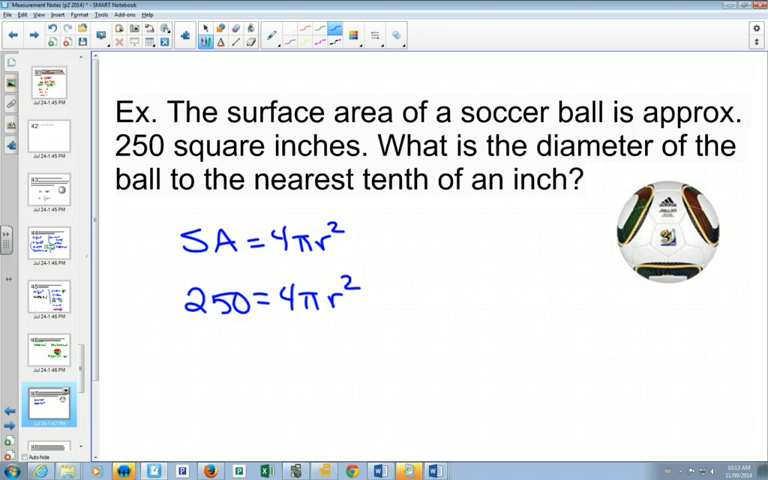Okay? That's one of the things you'll ask before you solve it. You have to ask yourself, would that be helpful? If I knew the radius, would that make my job easier to find the diameter? In this case, yes. So we're going to take the time to do it. If I want to get r by itself, right now it's multiplied by 4 pi. The opposite of multiplying by 4 pi? Divide by 4 pi.